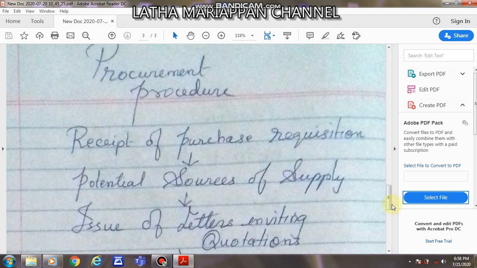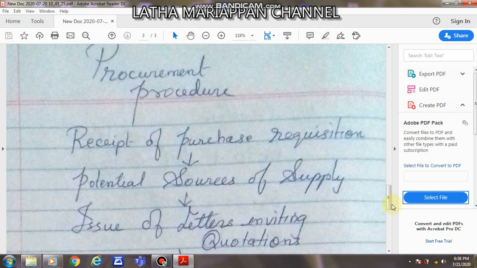So what is receipt of purchase requisition? The procurement procedure begins with the receipt of purchase requisition. It is the starting point. It provides the purchasing department authorization to initiate action for procuring the required material, components and supplies. The purchase requisition may be issued by the production control department, or a store department, or any department which is related to purchasing.